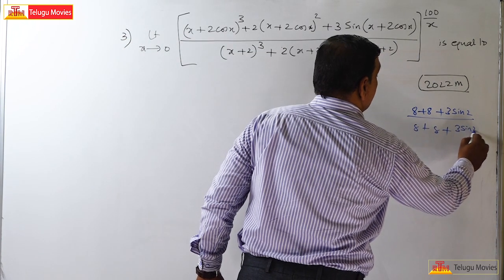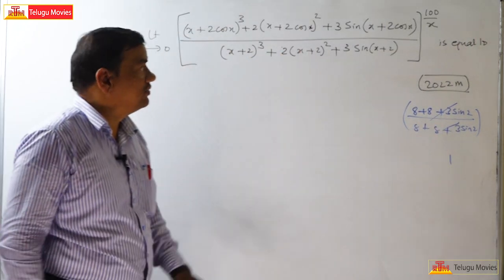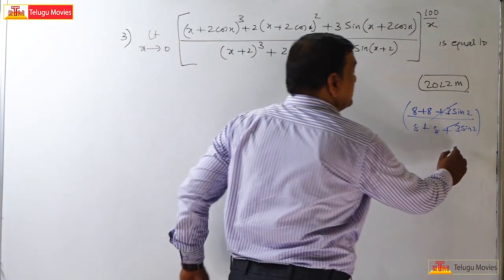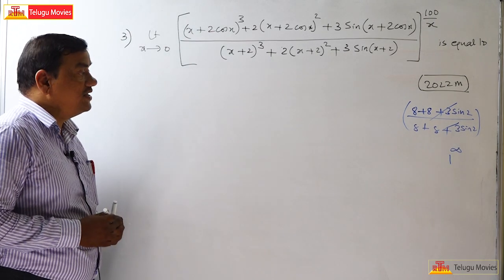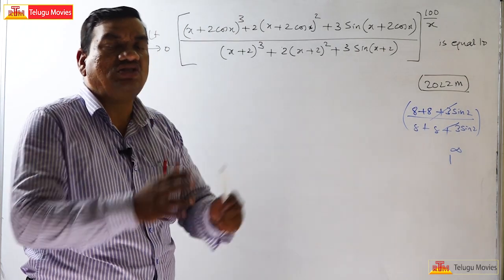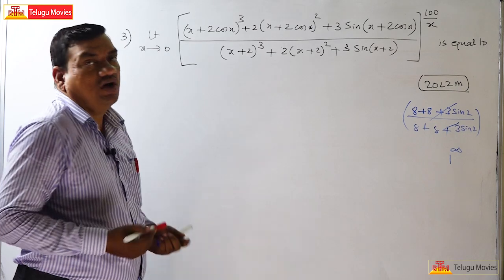On the whole, the numerator and denominator cancel, so the base is 1. The power 100 by x, as x tends to 0, goes to infinity. So on the whole, this is a 1 to the power of infinity type problem. First, you have to identify this. Very nice. Then what do you have to do?